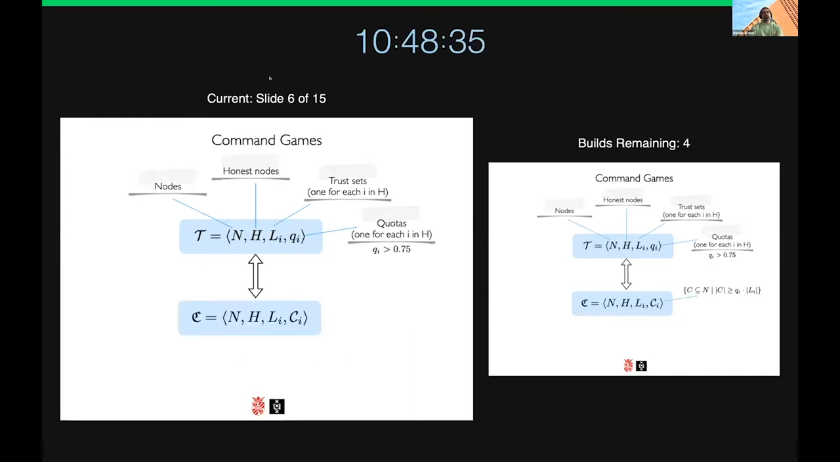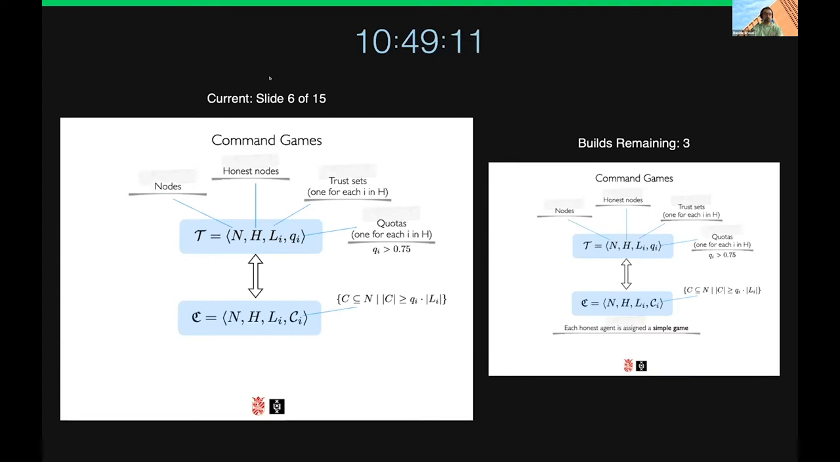Okay, now I make a shift from this kind of distributed computing structure to a very similar structure that has been studied in economic theory, which goes under the name of command games. So in a command game, it's very similar structure, well, apart from the Byzantine nodes, but if you put them there in the structure, then what we get is something very close to BTN, the Byzantine Trust Network.